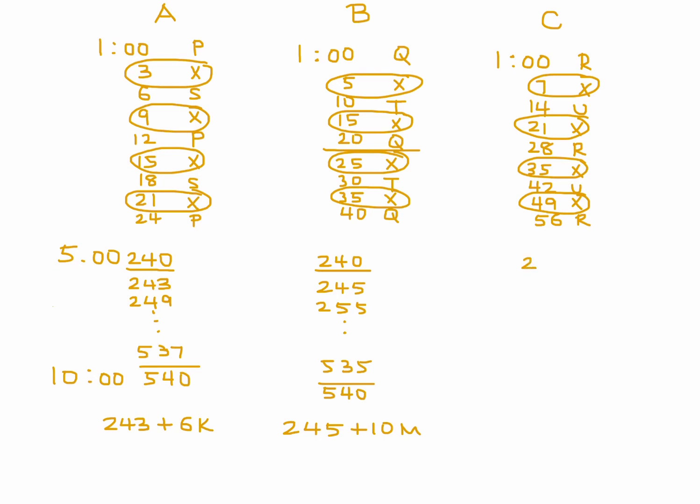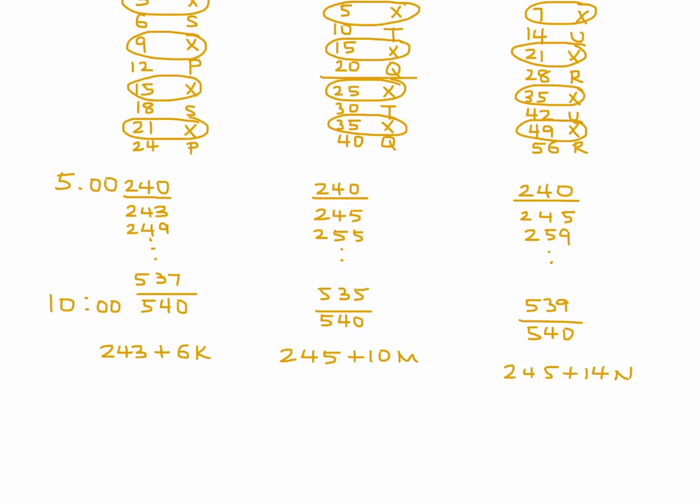Okay, by now I think you're an expert. This is 240. This is 540. You are starting at 7. You're adding 14 each time. And then when you keep doing that, eventually you get to 245 as the first time, and then 259 because you're adding 14 every time, and then eventually you get to 539. So right before our 10 p.m. cutoff. And this one is what? 245 plus 14N. All right. So we have established that.